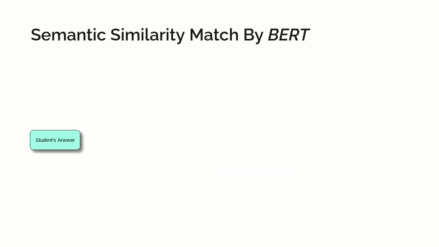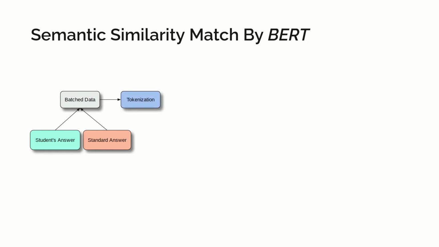The first step of this process involves collecting the answers given by the student and converting them into batched data along with the standard answer. Next, the batched data will be tokenized for preprocessing. In this step, a few extra tokens like CLS, separator, padding, etc. will be added with other tokens.